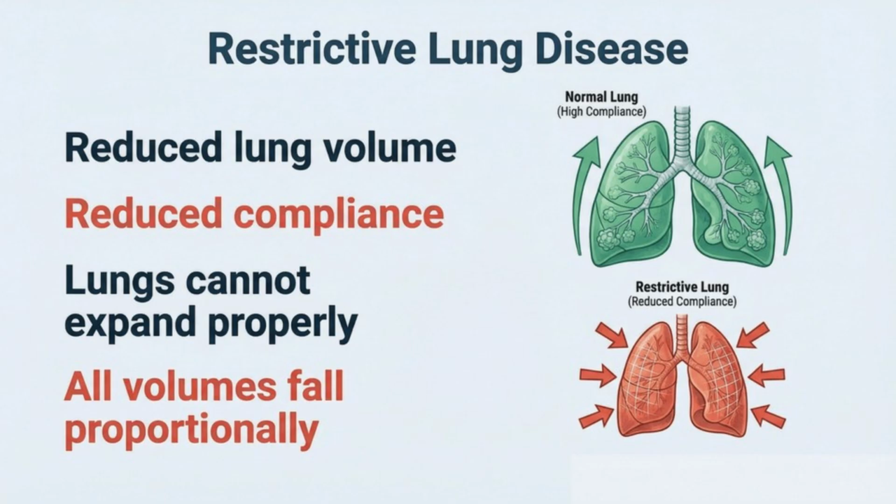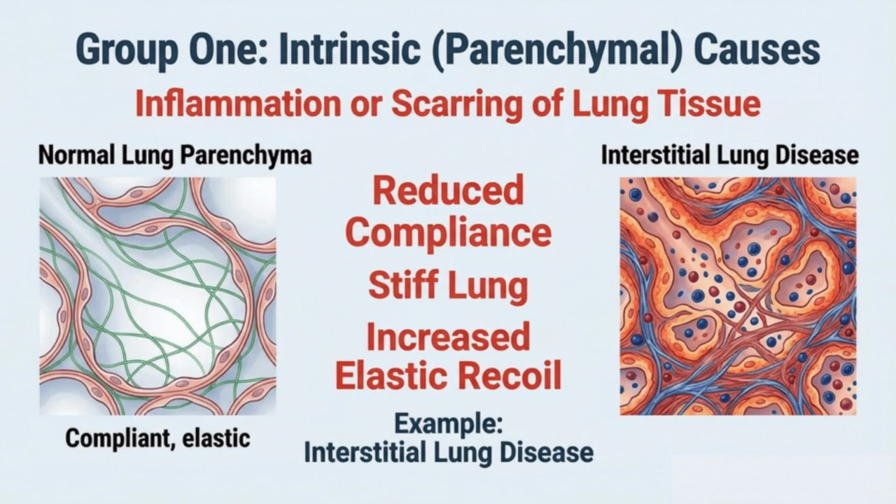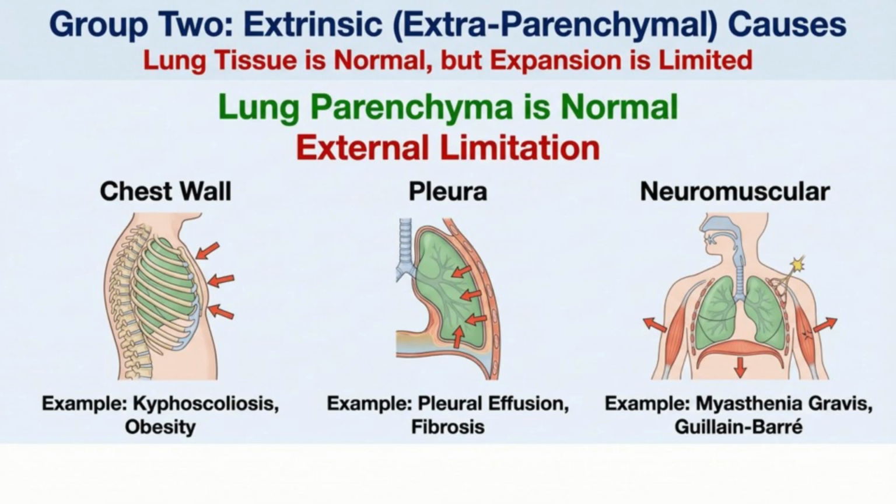The main pathophysiology is reduced compliance, meaning a stiff lung, and this happens in two broad groups. Group 1 is intrinsic, also called parenchymal causes. Here, inflammation or scarring affects the lung tissue itself, as in interstitial lung disease. This increases stiffness and increases elastic recoil. Group 2 is extrinsic, also called extraparenchymal causes. Here the lung tissue may be normal, but expansion is limited by the chest wall, pleura, or neuromuscular system.